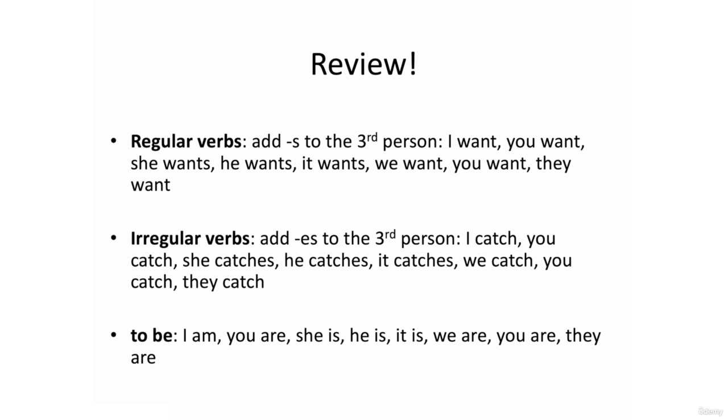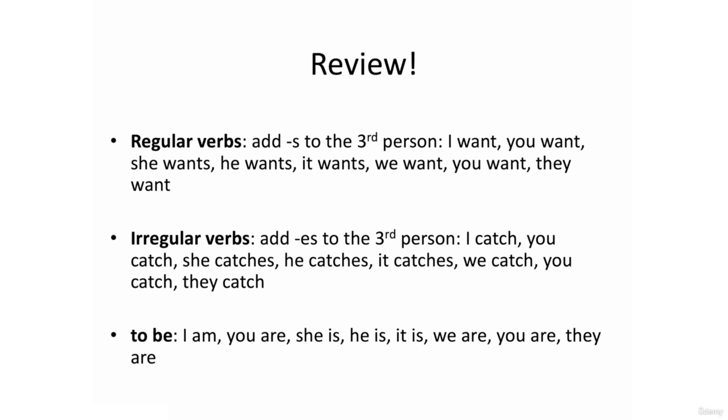Some examples of irregular verbs in the present simple are verbs that end in O, CH, SH, TH, and SS. For example, I catch, you catch, she catches, he catches, it catches, we catch, you catch, they catch.